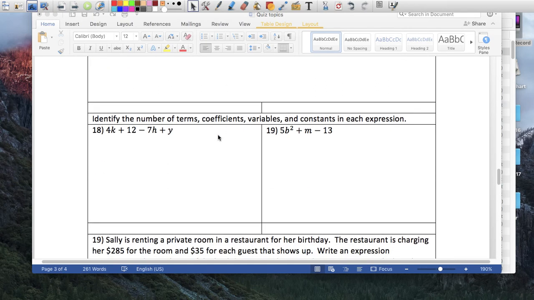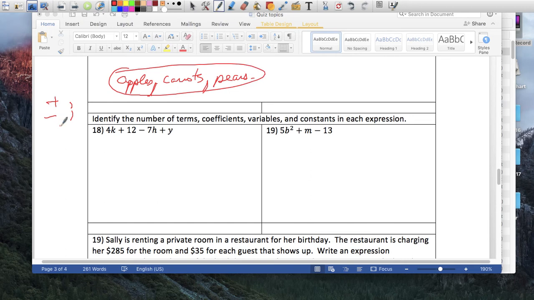Identify the number of terms, coefficients, variables, and constants in an expression. A while ago, we discussed what terms were. Terms are parts of an expression, and the terms are separated from each other either by an addition sign or subtraction sign. Think of them as our commas. Just like we go to the supermarket, you buy apples, comma, carrots, comma, I don't know, pears. That comma there separates the items, and I know that I bought 3 different things. So my shopping list is made of 3 things.